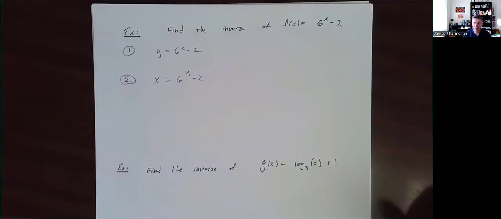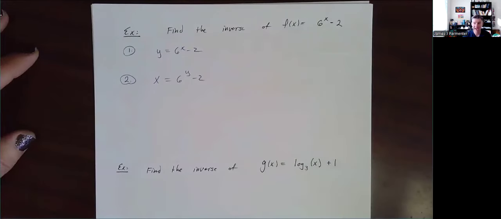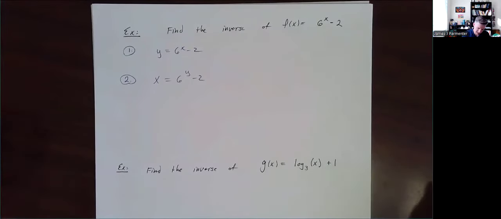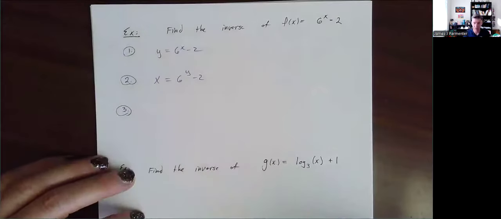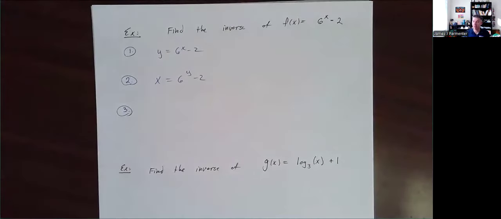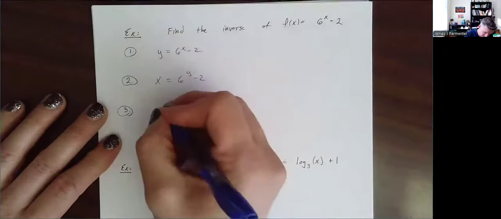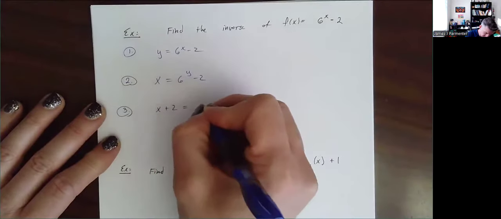And there's a couple different ways you could go here. You can either use log base 6 or natural log. Either way is totally fine. I don't really have a preference here. I'll show both. So one way to do this would be to use the log. So actually, sorry, let's start solving for y. So first I should add 2 to both sides. So x plus 2 equals 6 to the y.